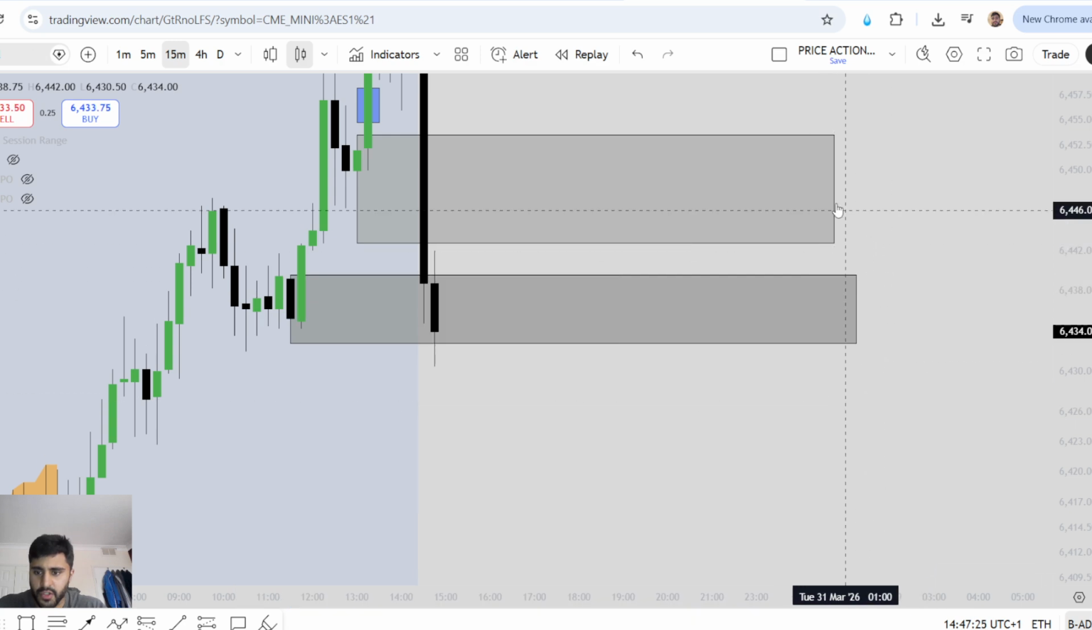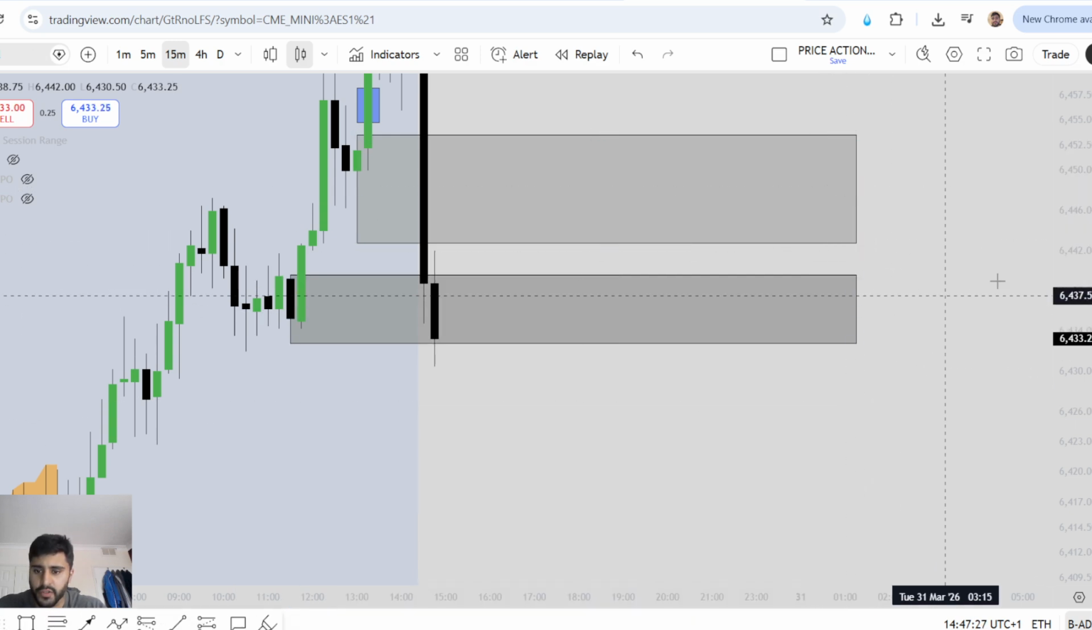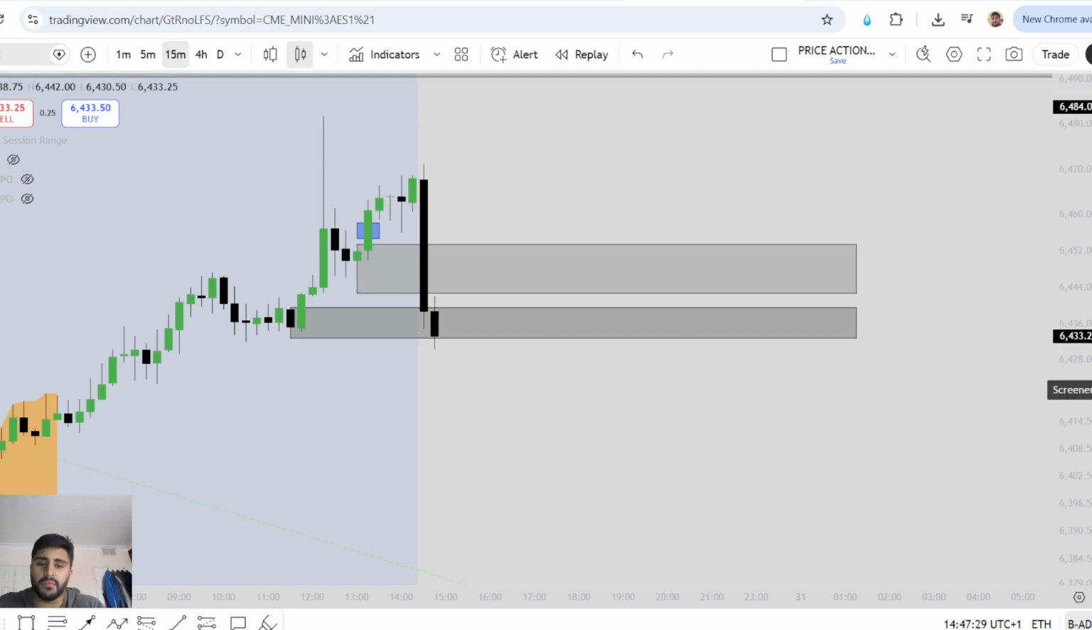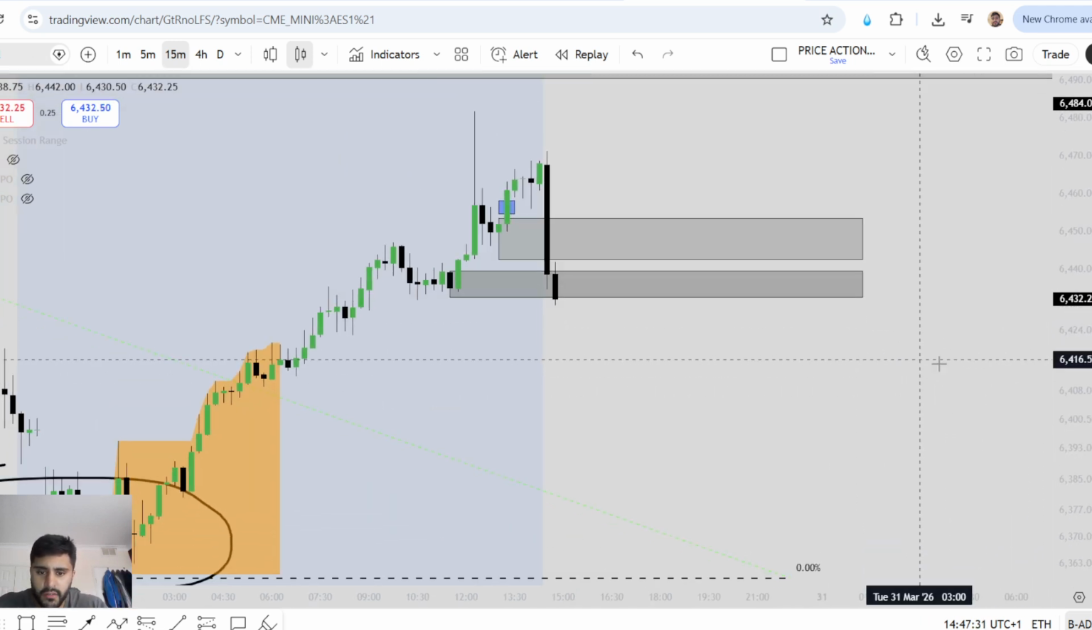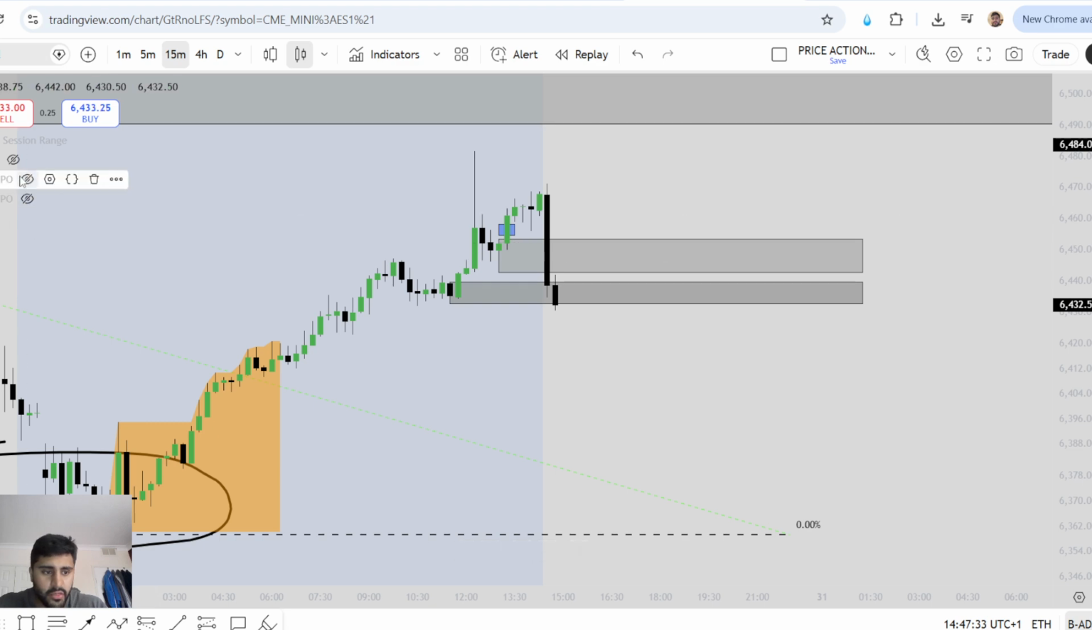Now, how do you know which key level it's going to be? Well, you don't know for sure. That's where the probabilities come in. But from here now, I'm just looking at this live. My thought process breaking this down is like this.